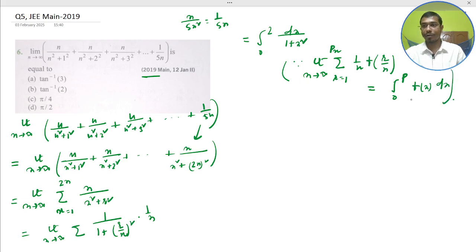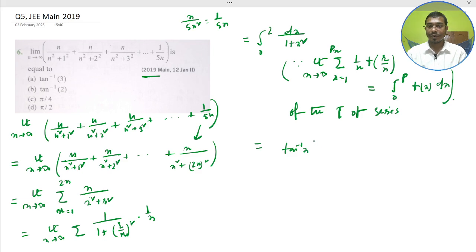This is the very important property of the integration of the series. So this integration value would be what? Just the formula tan inverse x with the limit 0 to 2. Put this value and it would become tan inverse 2. B would be the correct answer.